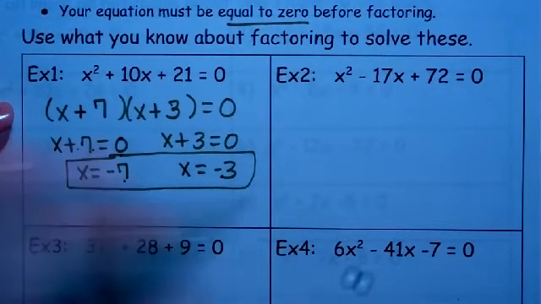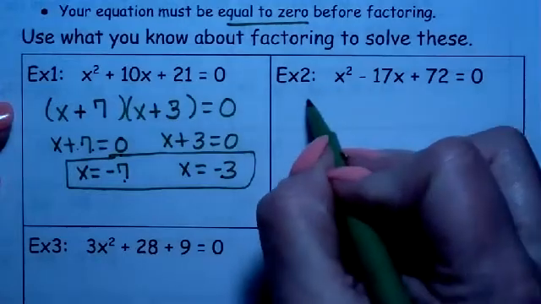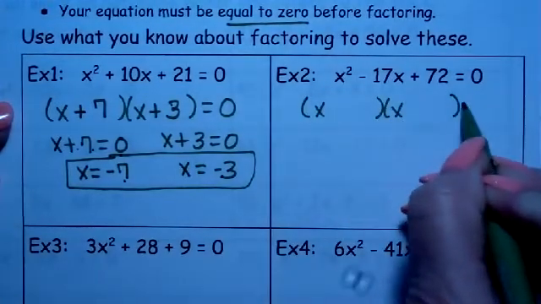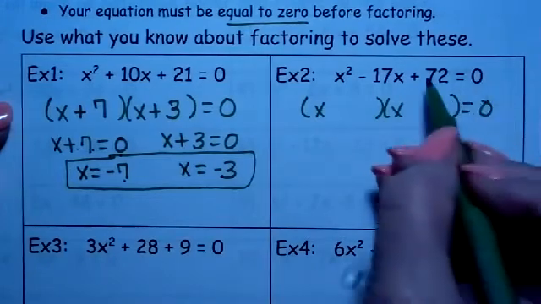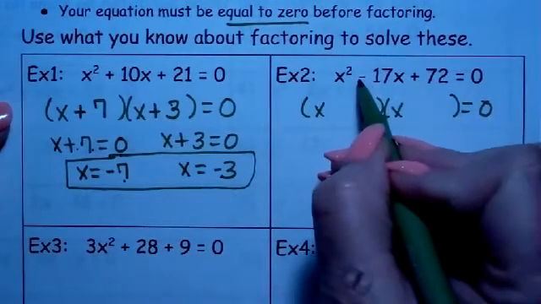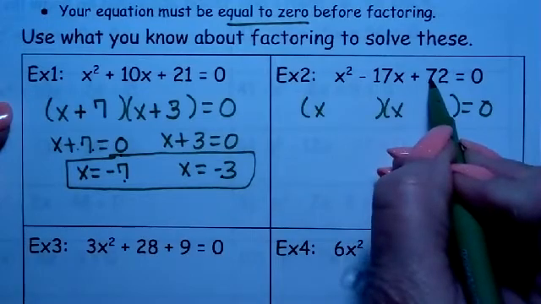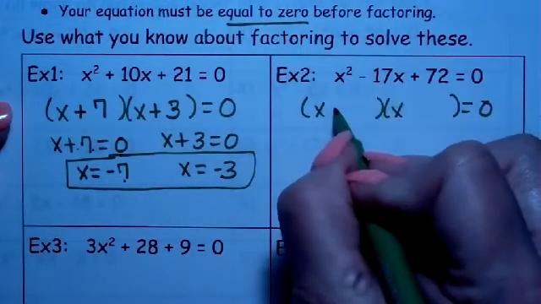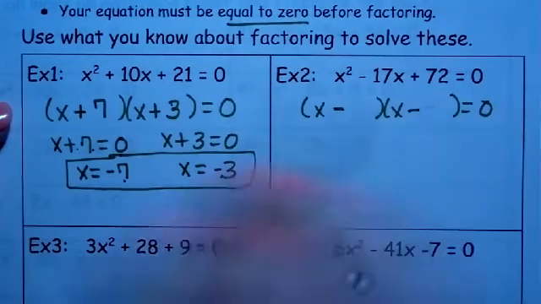Now, look at number 2. If I want to factor, this is still that x and x deal, just like that. I have plus here, but I have minus here. So I need to multiply to get a positive, but combine or add to get a negative. So that means both of these are going to be minuses.